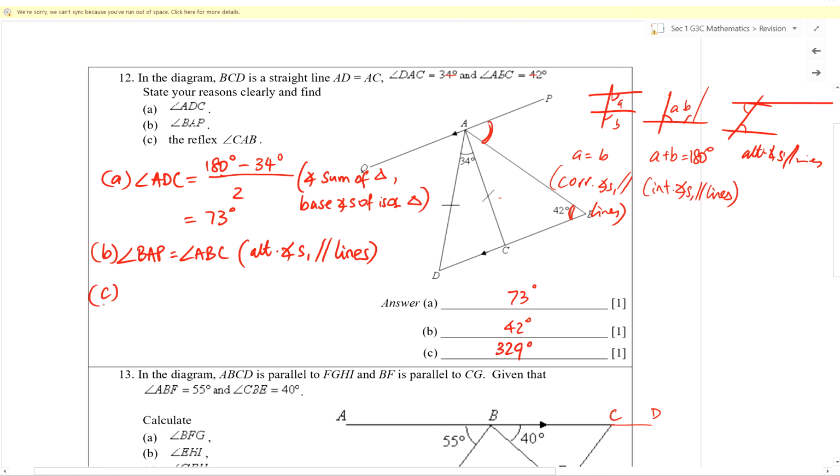So part C, reflex angle CAB. Now CAB looks like this. But what are they talking about? What is this reflex angle CAB? It is this particular angle. This big angle. So reflex angles are angles that are greater than 180 degrees. Obtuse angles, they are greater than 90 but less than 180. So these are what you need to know also.